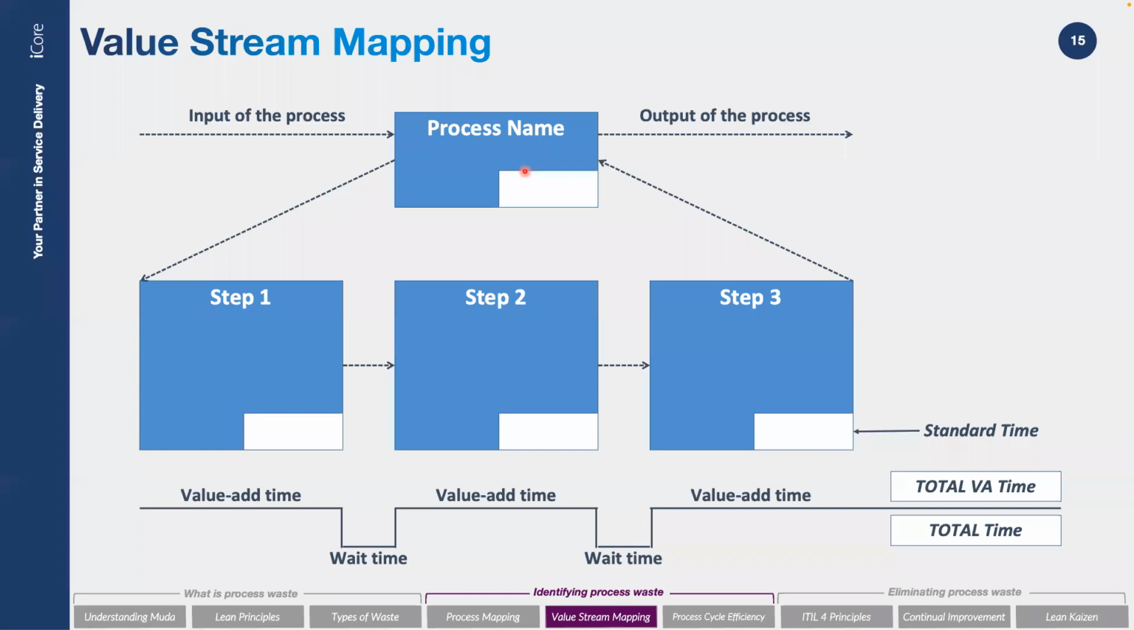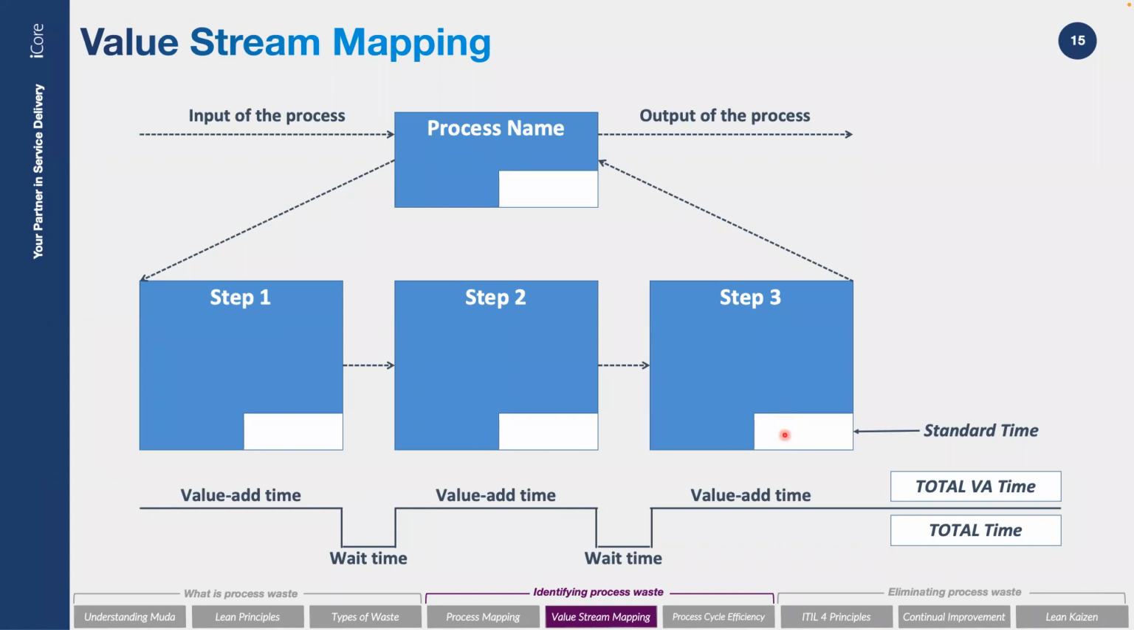These white boxes are what we call standard time. Standard time is the time that it should take in order to do an activity. So step one, let's say that was logging. How long should it take to do step one? Step two, identification. How long should that take? And so on. It's great. So we're happy with that.